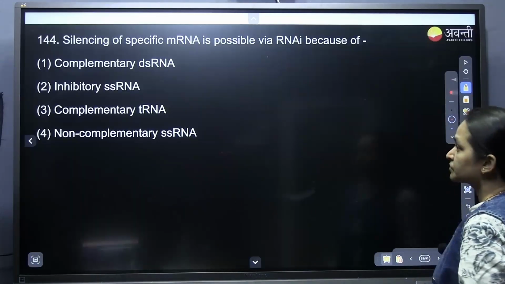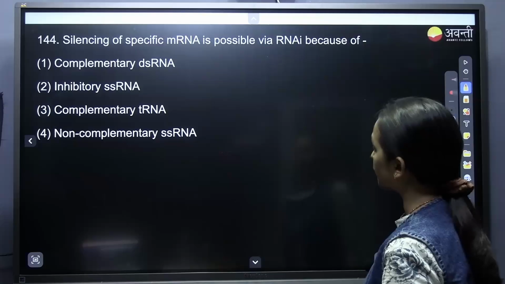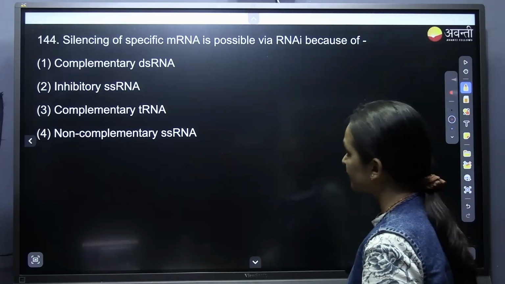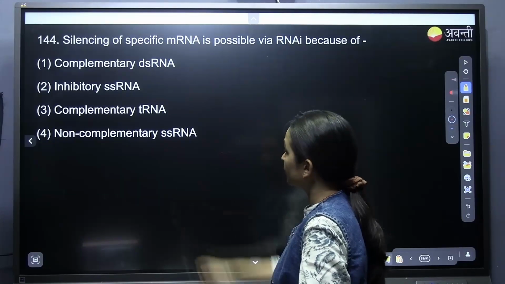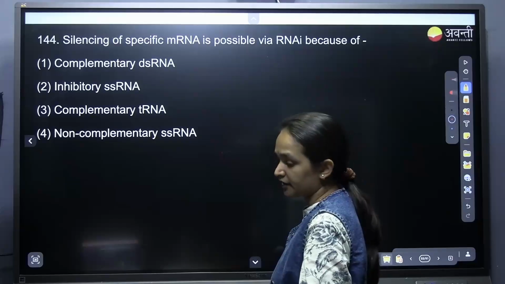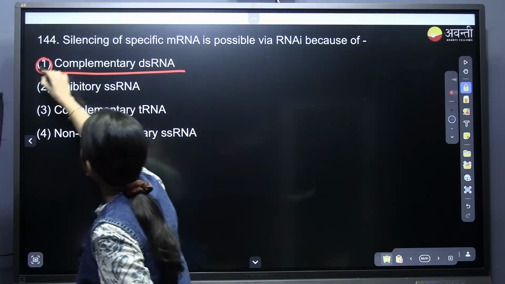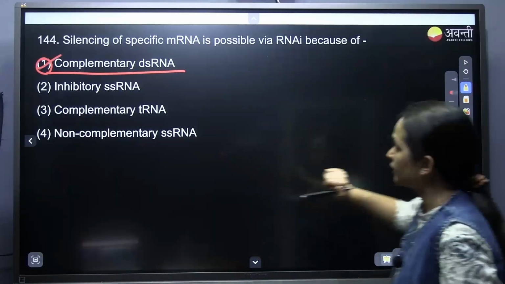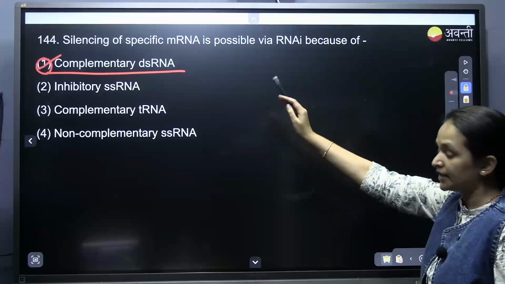Very good. Silencing of specific mRNA is possible via RNA interference because of complementary dsDNA, inhibitory ssRNA, complementary dsRNA, complementary tRNA, non-complementary single-stranded RNA. Complementary double-stranded RNA. Very good. Always remember, RNA interference involves double-stranded RNA, not single-stranded RNA.